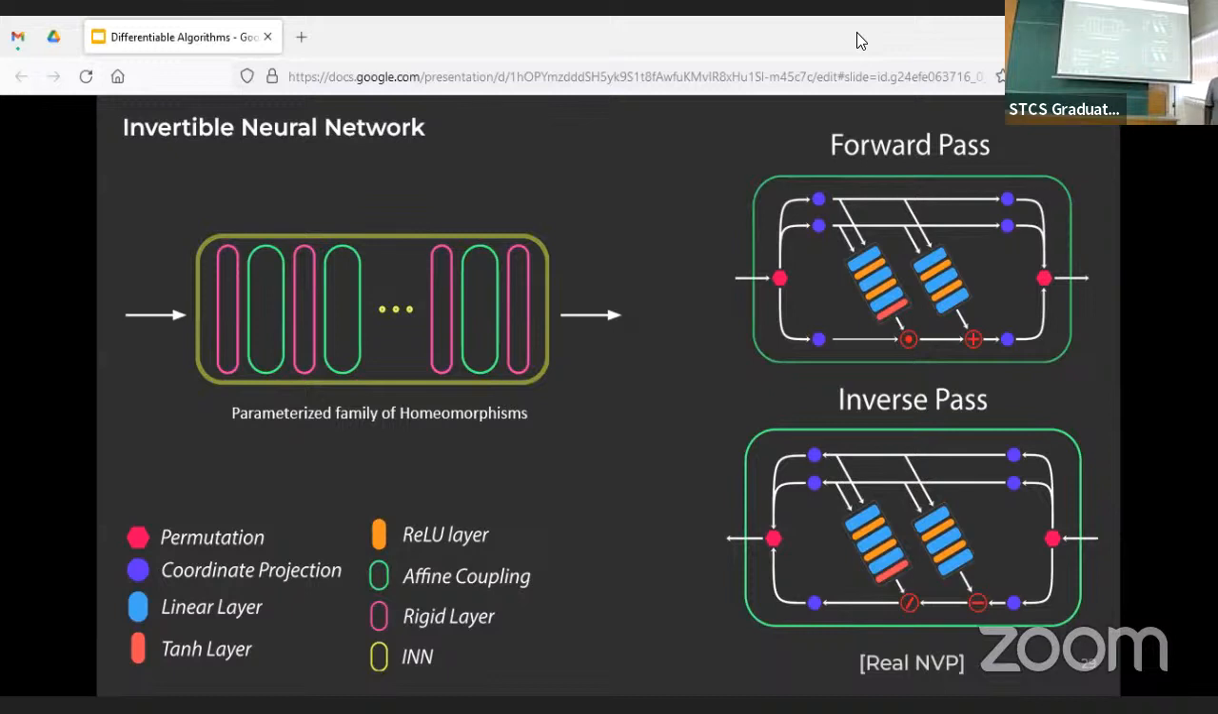Hello, hey. Sorry, could you explain what NVP stands for? Non-volume preserving.